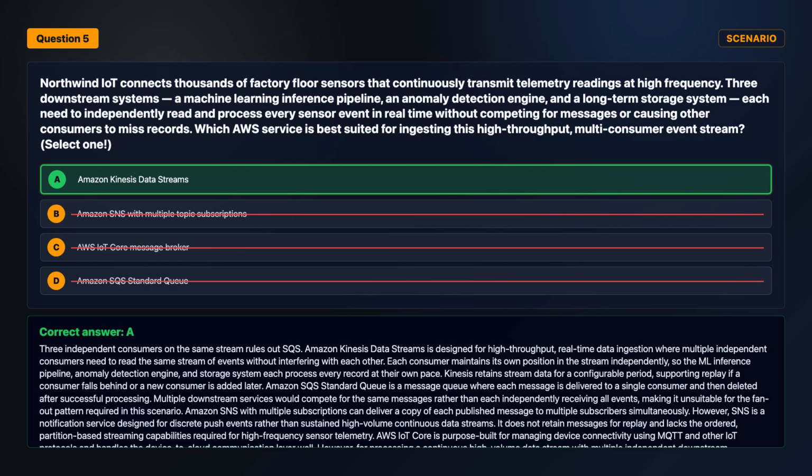AWS IoT Core is purpose-built for managing device connectivity using MQTT and other IoT protocols and handles the device-to-cloud communication layer well. However, for processing a continuous high-volume data stream with multiple independent downstream consumers performing different types of analysis, Kinesis Data Streams is the appropriate ingestion and distribution layer.